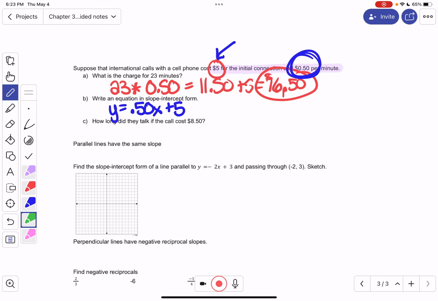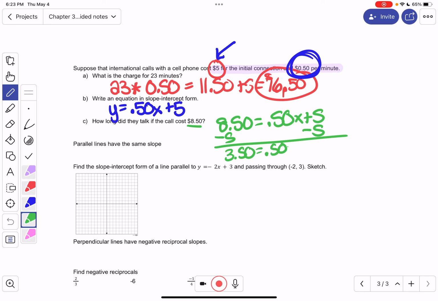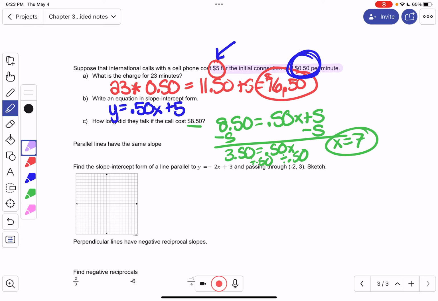Then we can work backwards. How long did they talk if it cost $8.50? So our cost is our money. We'd plug it in for y and then solve for x. So we're going to subtract 5 from both sides. Divide by 0.50. And we get 7. So x equals 7 minutes. Word problems, same way. Okay.